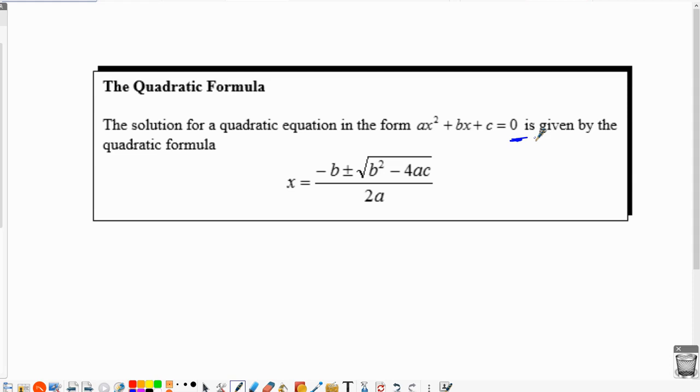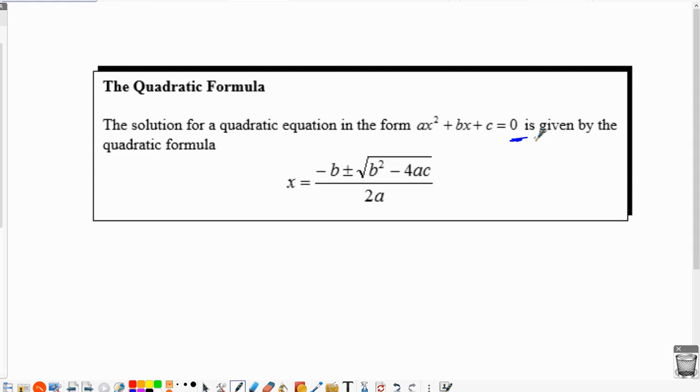I almost jumped ahead, but we're still in copying mode, aren't we? They need to write that down. The solution for a quadratic equation, that's ax squared plus bx plus c equals 0, underline the 0, is given by the quadratic formula. x equals negative b plus or minus square root b squared minus 4ac over 2a.